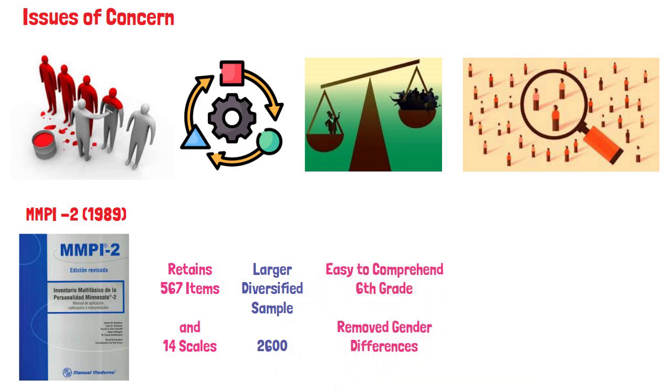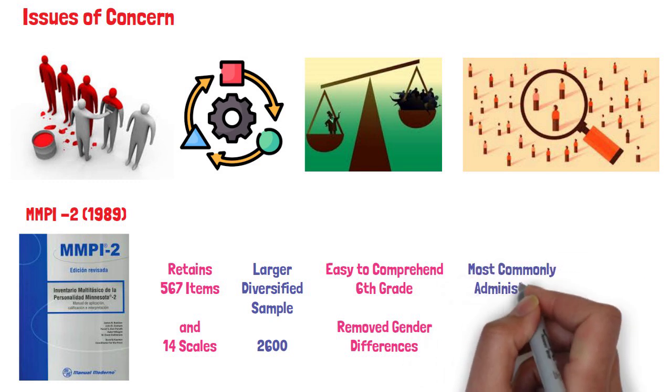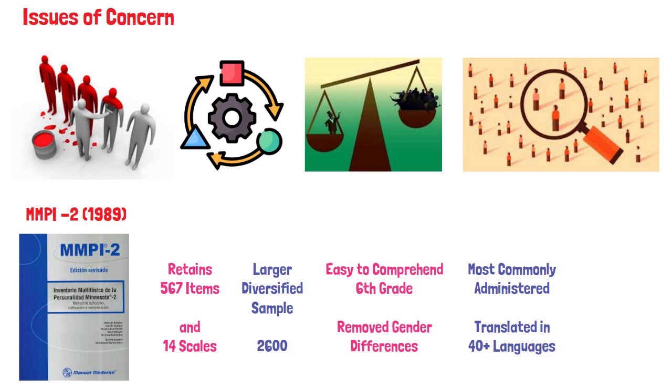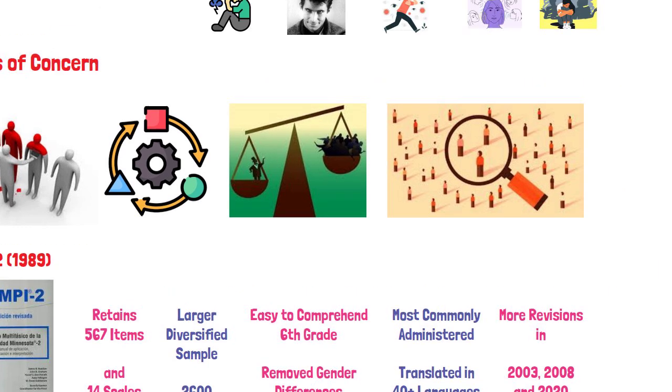Gendered differences were replaced with a non-gendered standardized scoring. Despite further advancements, the MMPI-2 is still the most commonly administered version and has been translated into over 40 languages. There had been more revision in the inventory scales in 2003, 2008 and 2020. I am consciously choosing to ignore them as they will dilute the very purpose of understanding the MMPI.